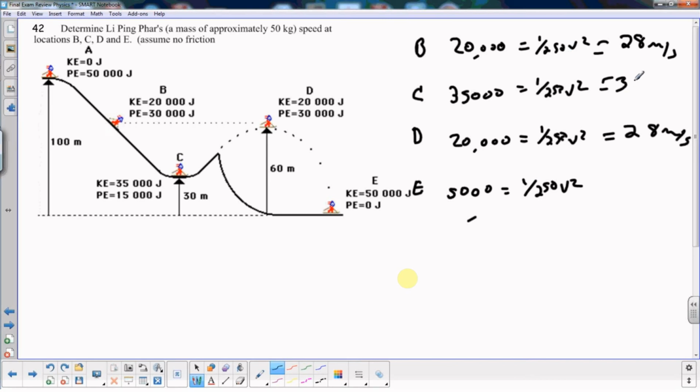5,000, just kidding, 50,000 times 2 divided by 50, because that's our mass and that's the algebra. The square root of it, 44 meters per second.